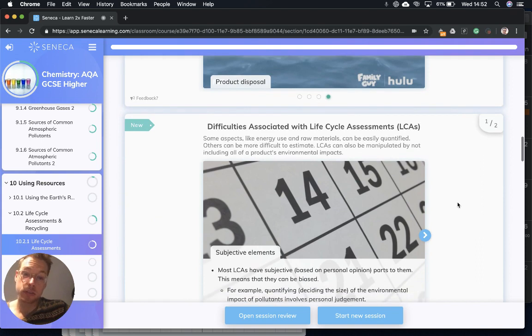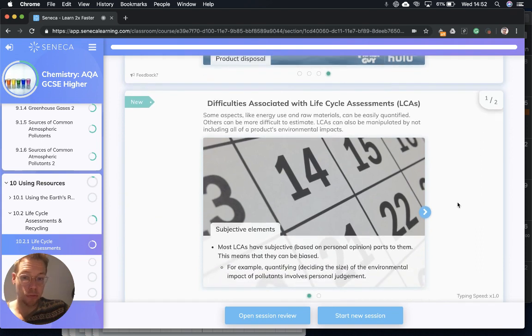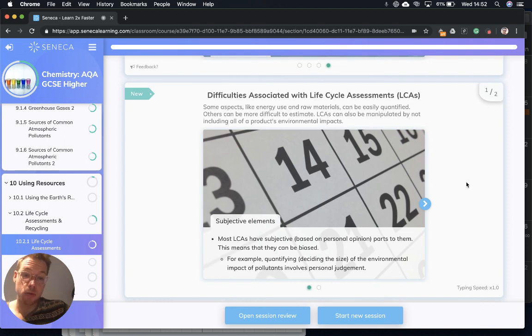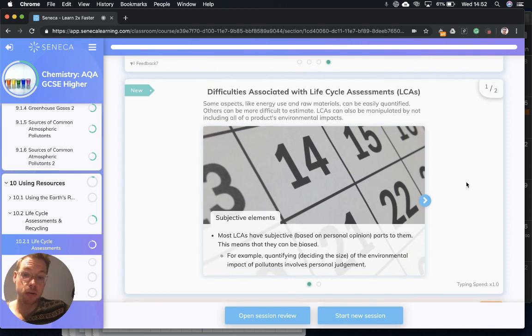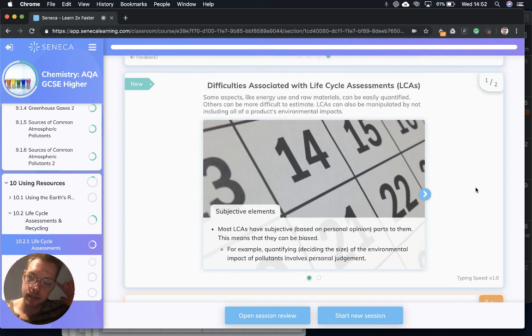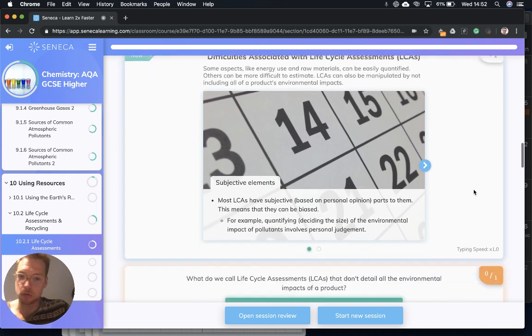Now, there are some difficulties associated with life cycle assessments. Some aspects like energy use and raw materials can be easily quantified. Others can be a bit more difficult to estimate. LCAs can also be manipulated by not including all of a product's environmental impacts, a bit of shade.